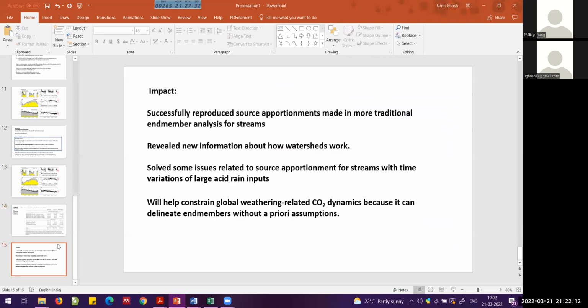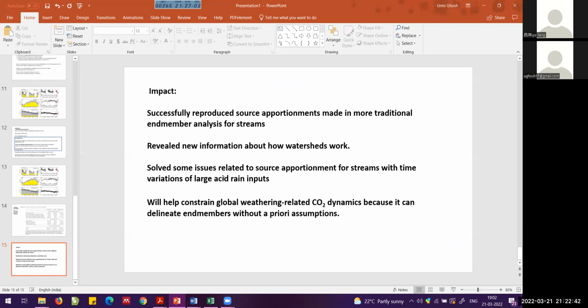So what they have stated as the impact of the work is that they can successfully reproduce the source proportions, and it is a better prediction than the existing models, where the end member compositions have to be assigned in advance. Their study has also revealed some new information on how the watershed works, and it can be applied to new studies.